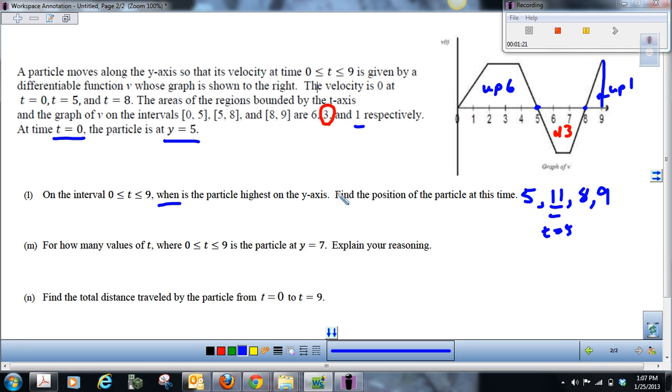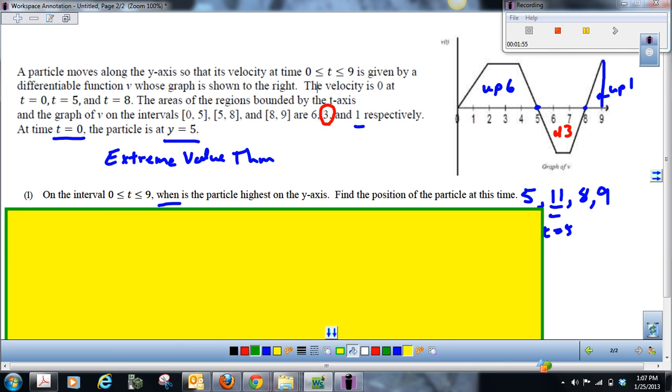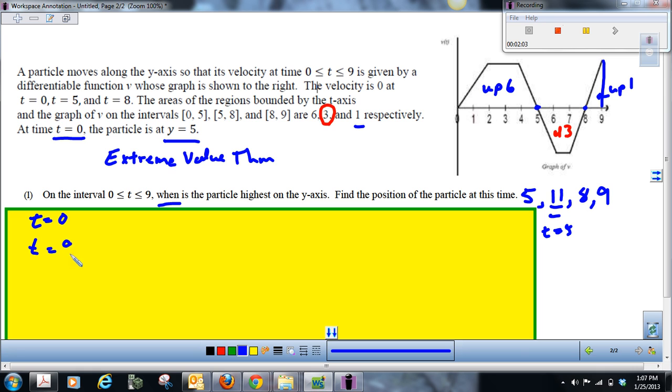And what we're going to do is use the extreme value theorem. That sounds rough, but it's actually not that bad. The extreme value theorem tells you when you can find your extreme values. It says your extreme values are going to occur either at your endpoints or at your critical numbers. The endpoints that we have are at time 0 and time 9. We need to find the position at these two values.